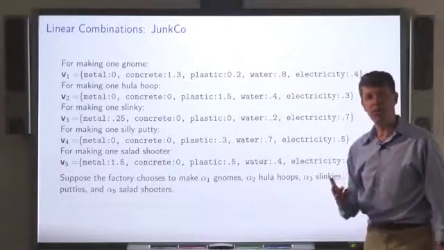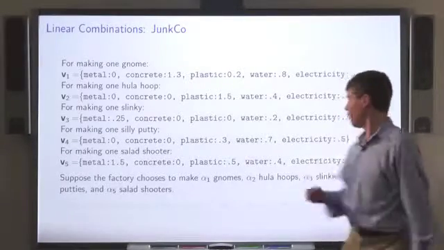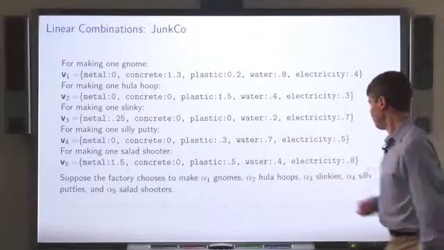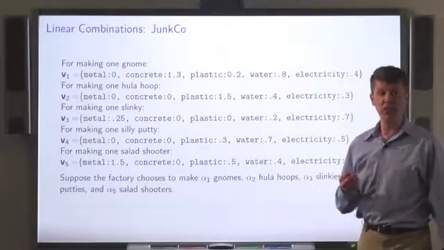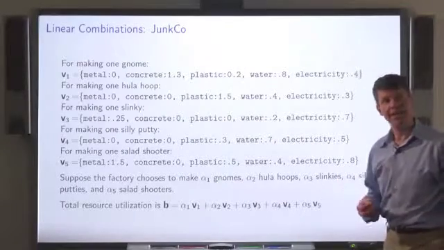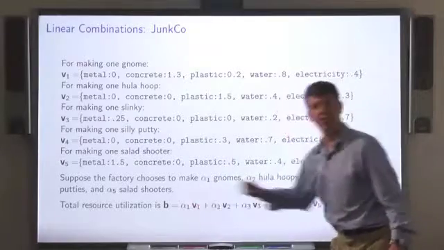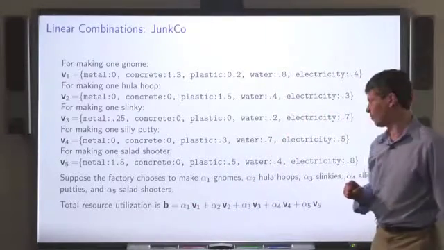Now, suppose the factory decides to make alpha 1 garden gnomes, alpha 2 hula hoops, and so on. Then the total amount of each of the resources is specified by a vector that can be expressed as a linear combination of the vectors v1 through v5.